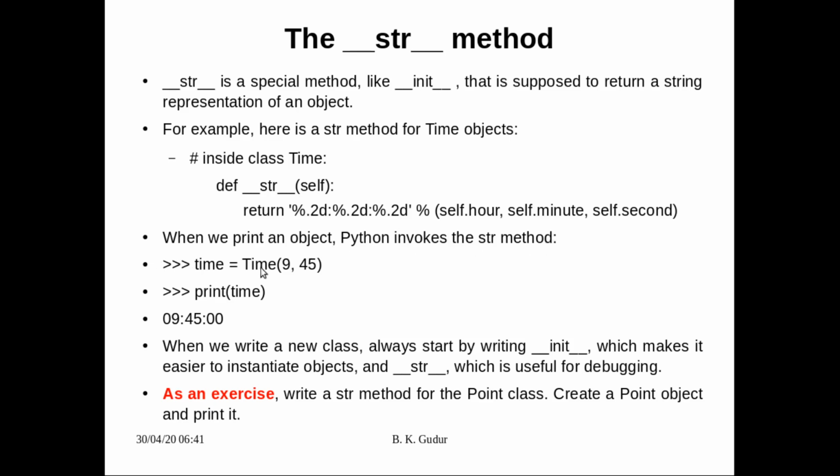Like say time is equal to Time(9, 45). We have seen already, whenever we call this, if there is an init method, obviously the hour will be initialized to 9 hours and minute will be initialized to 45 minutes. And now instead of using that print_time method, we can directly use the print function and supply the time object. Print time, it is going to print 9:45.